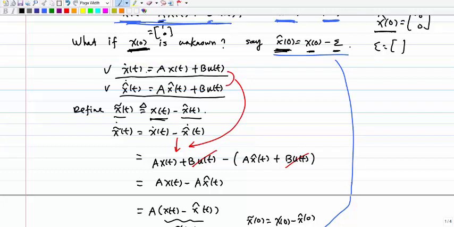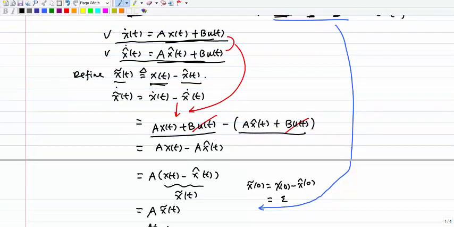Let's replace x dot, which is already defined here, and x hat dot t, which is given by this. Because their common term is B times u t, it will cancel out. So this just becomes A times x t minus A times x hat t. Putting them together, it's A times x t minus x hat t. Again, x t minus x hat t is just x tilde t, so x tilde dot t is A times x tilde t.